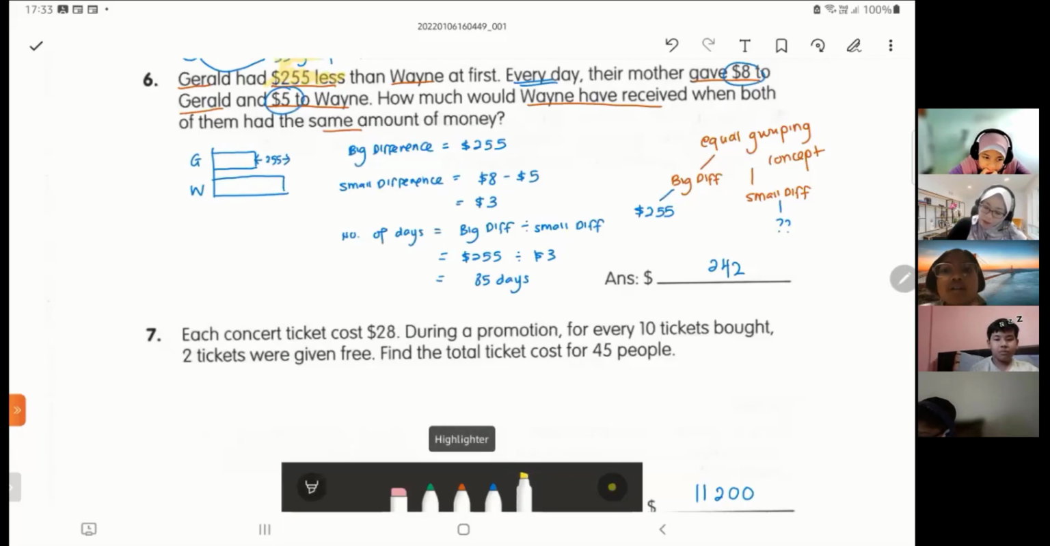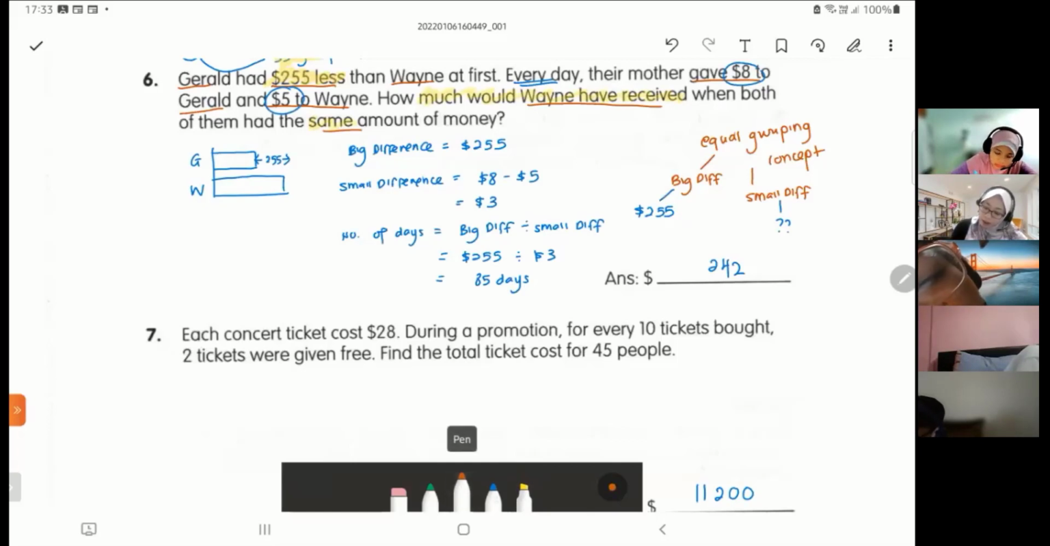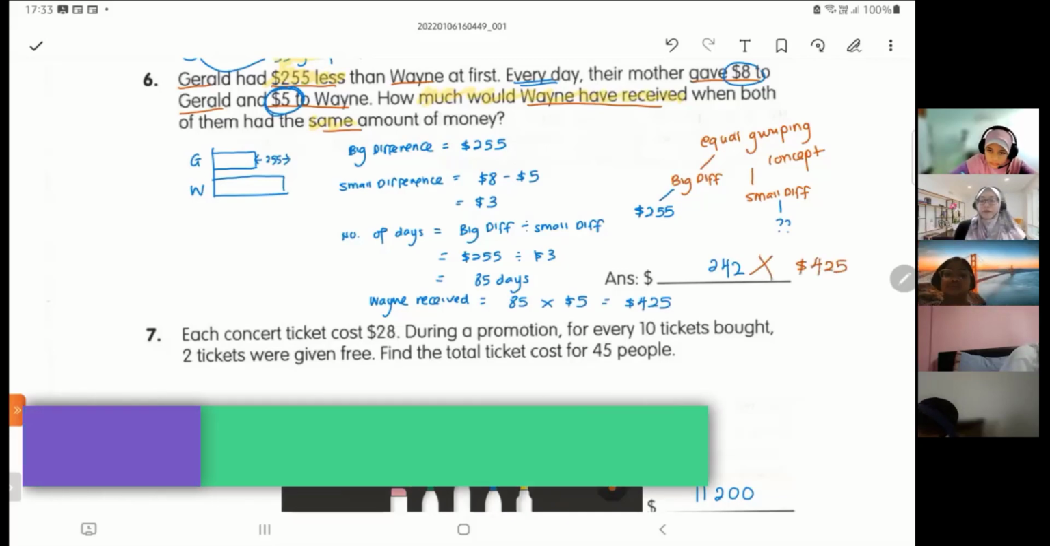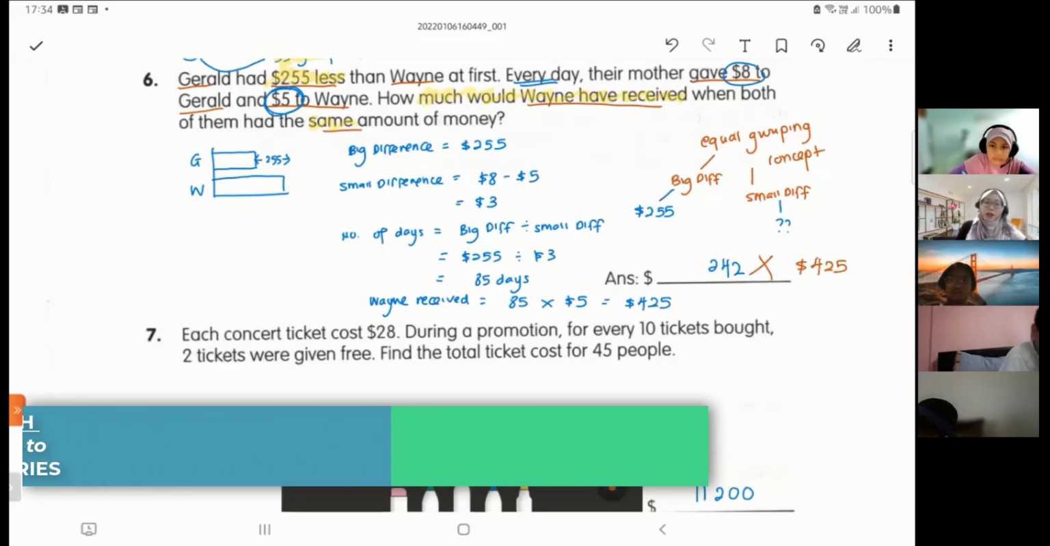But how much is that same amount of money? You can say, how much would Wayne have received when both of them have the same amount of money? So how much? So I want Wayne, right? I focus on Wayne, okay? So the amount of money that Wayne received will be 85 days times, if you look at Wayne received $5, right? Times $5 equals to $425. This is the answer. So answer is 425. Understand? Okay, equal grouping concept. Let's move on to number 7.